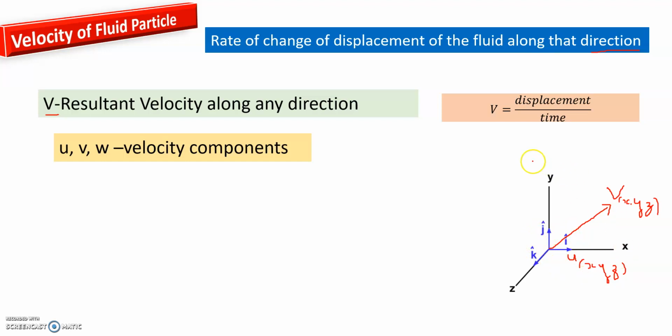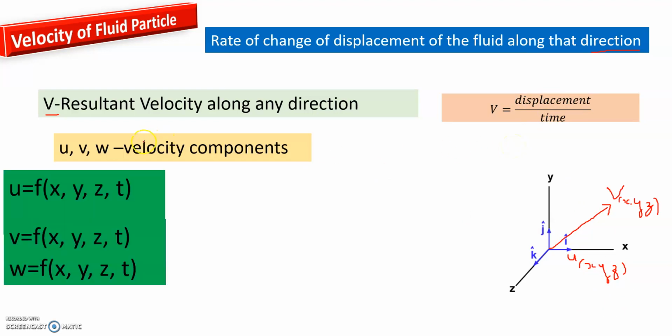Also here, as V is displacement by time, similarly u is horizontal displacement in the x direction by time, v is displacement in the y direction by time, and w is displacement in the z direction by time. So all these u, v and w are functions of space coordinates and functions of time. So I can rewrite this as u is a function of x, y, z and t, v is a function of x, y, z and t, and w is a function of x, y, z and t.